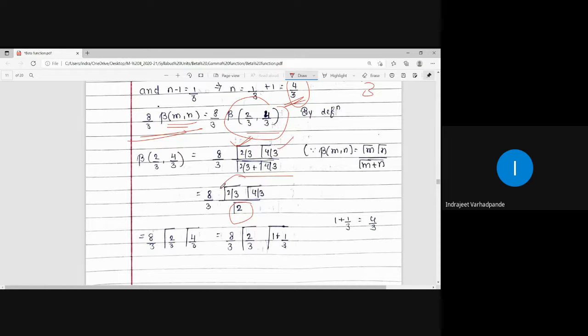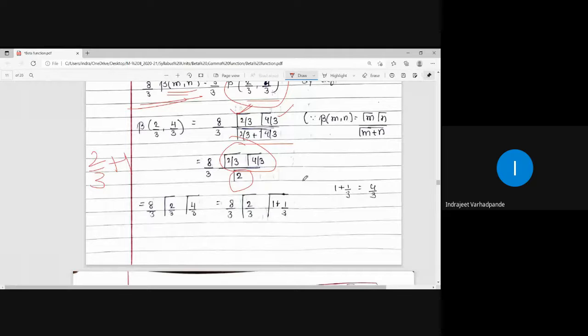But yes, in the numerator I am left with the terms 2 by 3 and 4 by 3. If you try to fit it into the formula 2 by 3 plus 1 or 4 by 3 plus 1, it cannot be, because the numerator is less than the denominator. And whenever the numerator is less than the denominator, you have to switch over to the property gamma n into gamma 1 minus n, because that is only convenient for us to simplify. So 4 by 3 can be written as 1 by 3 plus 1 initially.